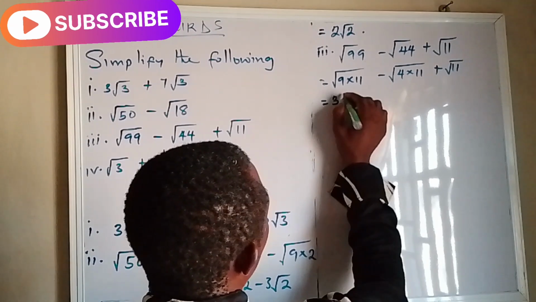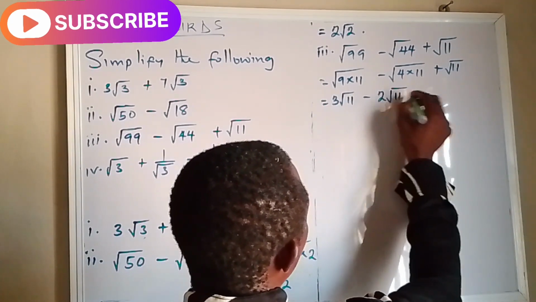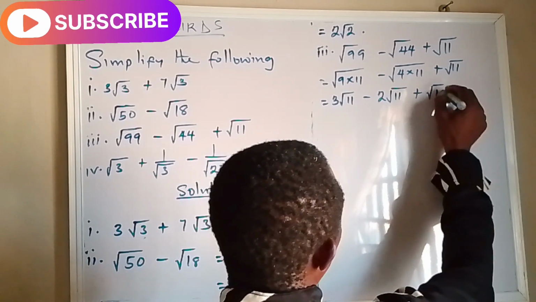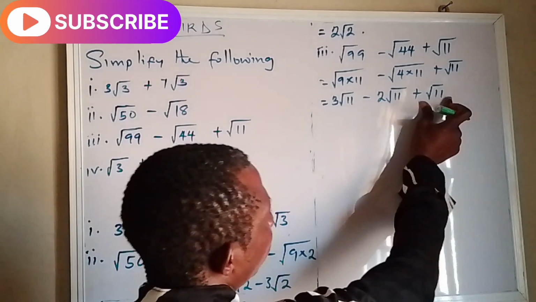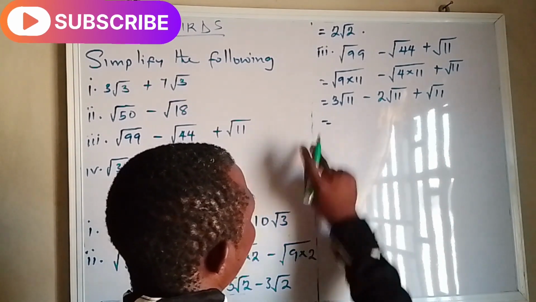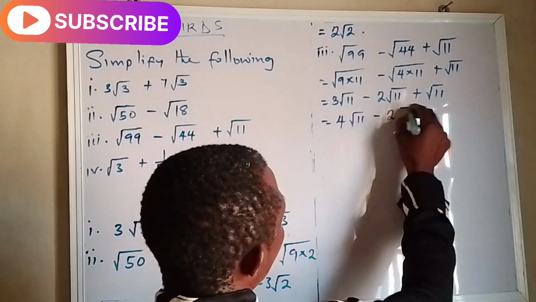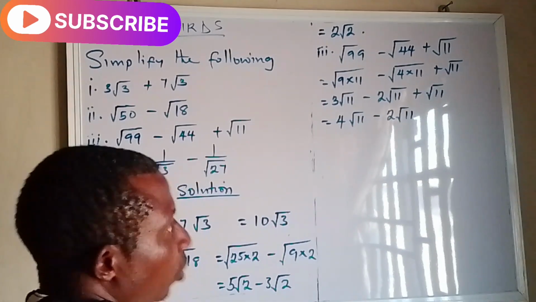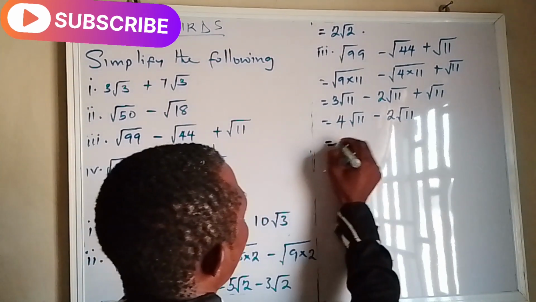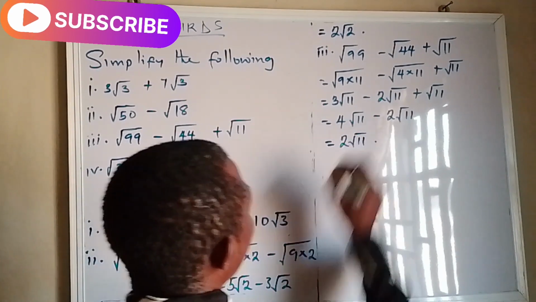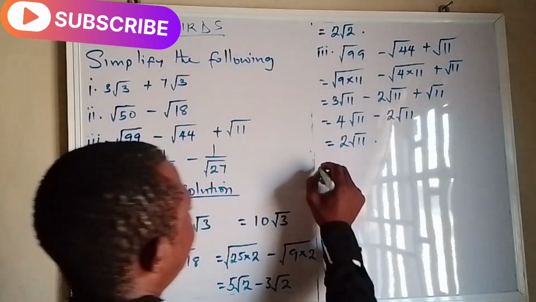So we have 3 square root of 11 minus square root of 4, which is 2 square root of 11, plus square root of 11. So you can see here that we have 3 square root of 11 and 1 square root of 11. So that gives us how many square root of 11? That's 4. 4 square root of 11 minus 2 square root of 11. So when you remove 2 square root of 11 from 4 square root of 11, you'll be left with 2 square root of 11. And that's the answer.